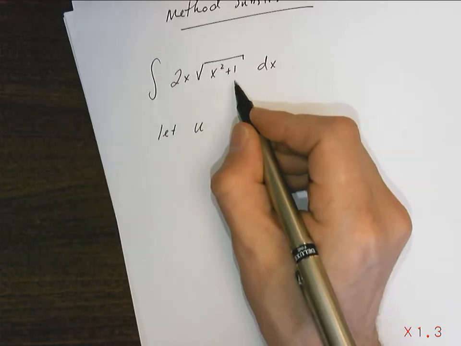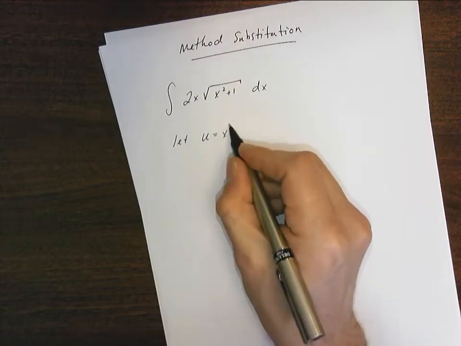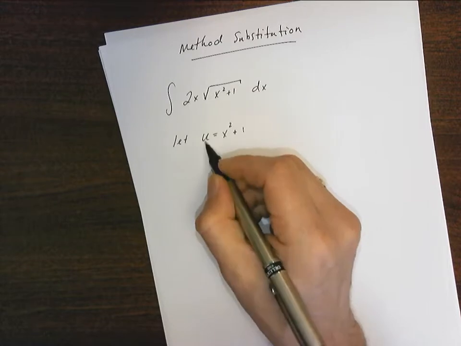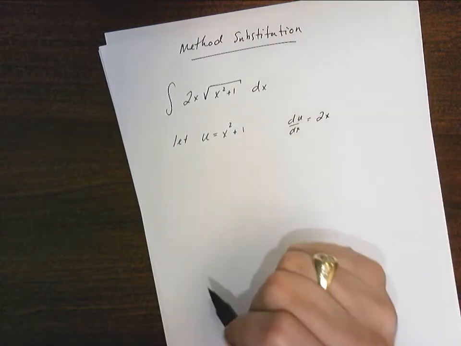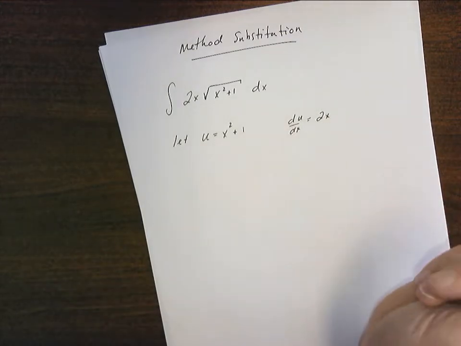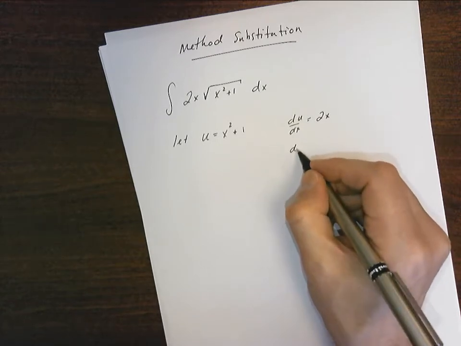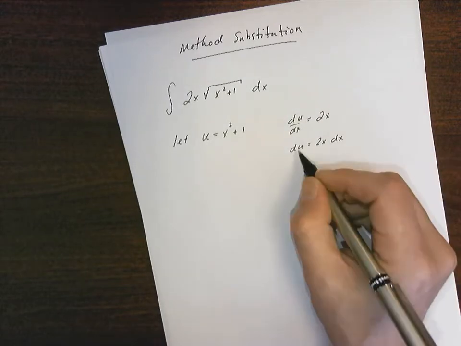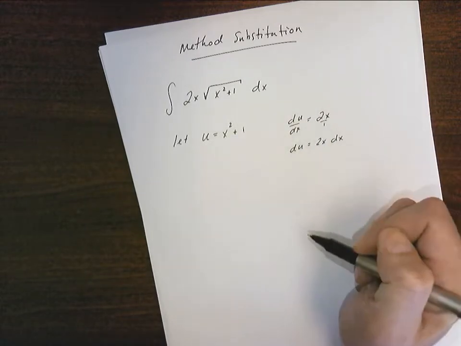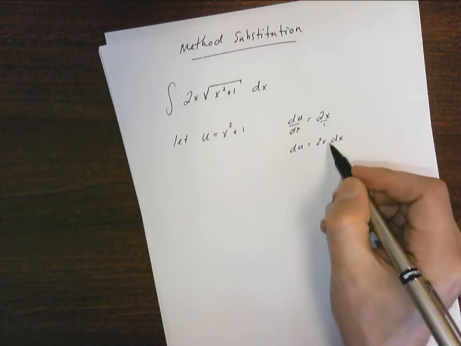Now, this takes a little bit of getting used to until you figure out which you want to make your variable, but right now, just trust me, I'm going to make it x squared plus 1. Now, if I was to take the derivative of u in terms of x, notice that I would get 2x. Now, I can change this around a little bit, and I can make this du equals 2x dx. I'm abusing notation a little bit here, but what I've basically done is treat that as a fraction and bring the dx up, so it's 2x dx.